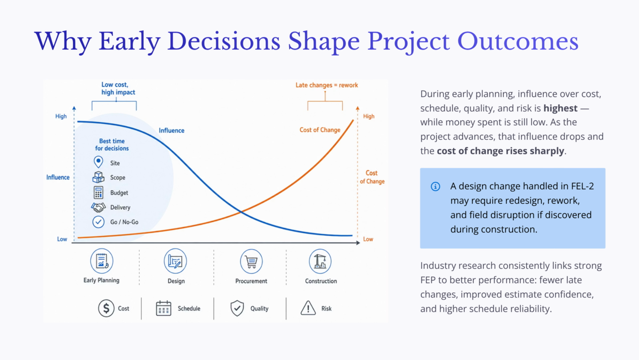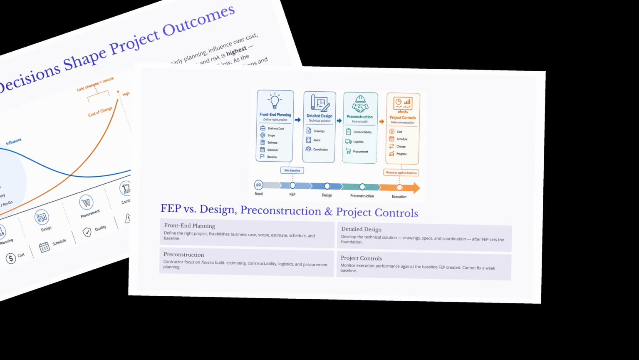Strong FEP helps create a more realistic baseline. It can reduce late changes, improve estimate confidence, improve schedule reliability, and increase the likelihood that the completed facility actually supports the owner's operational purpose. For construction managers, the practical lesson is clear. Planning time is not lost time. When used well, it protects project value.